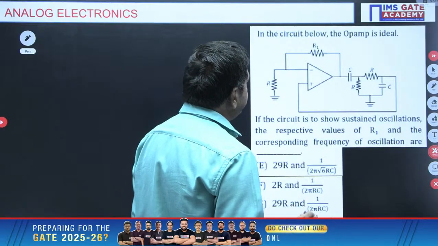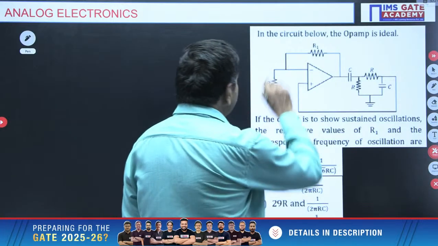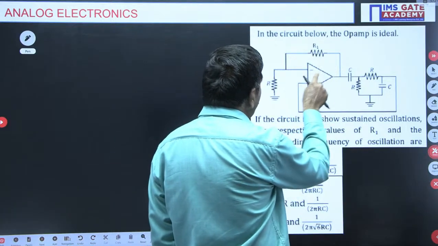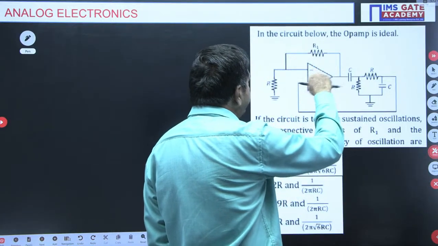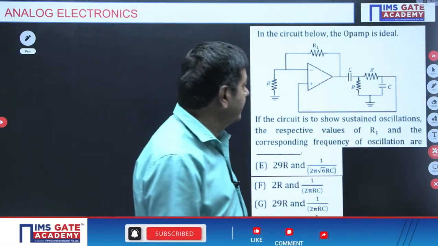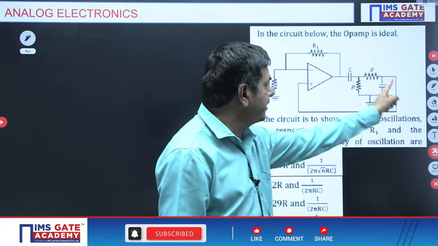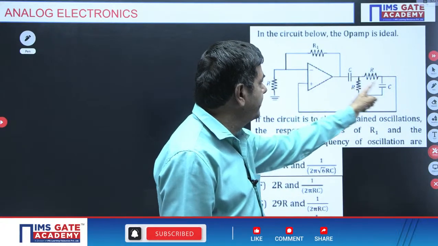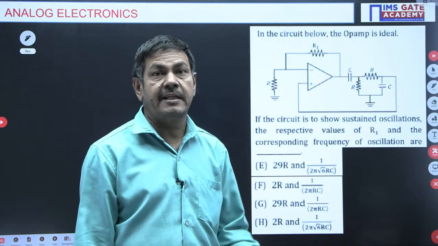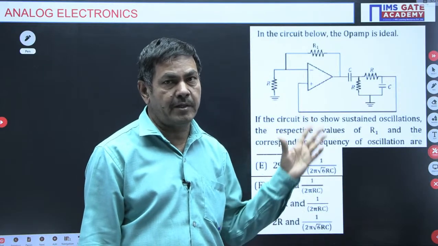But how can we get it here? In this circuit, this is the operational amplifier. For the sake of getting the gain, we are going to use the op amp to get the required gain. This is nothing but the feedback network. The feedback network gives us the required frequency. That is very important.